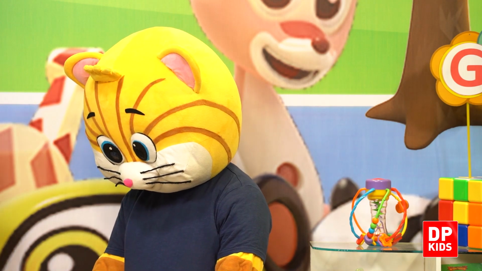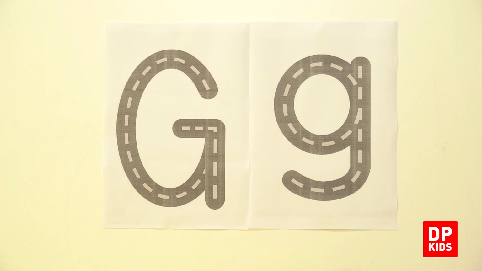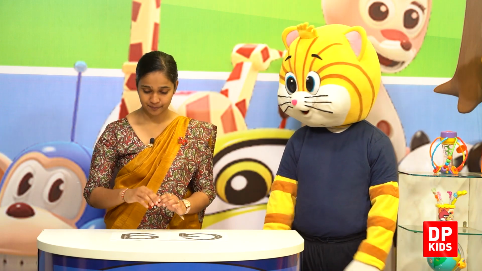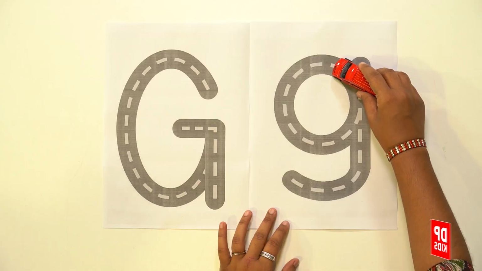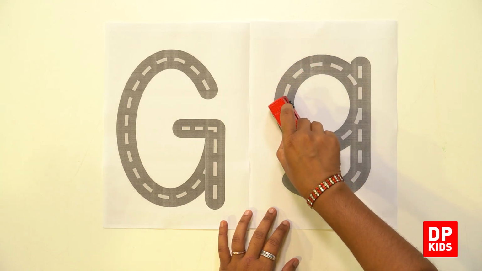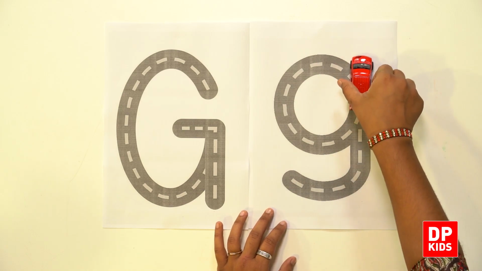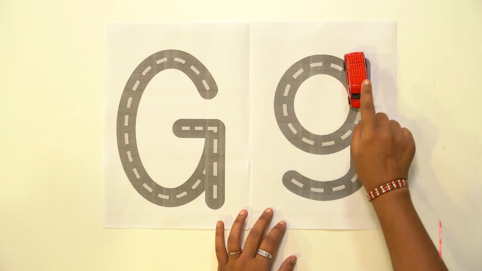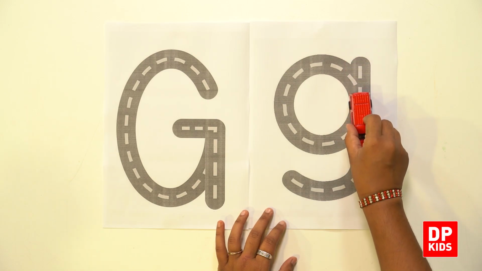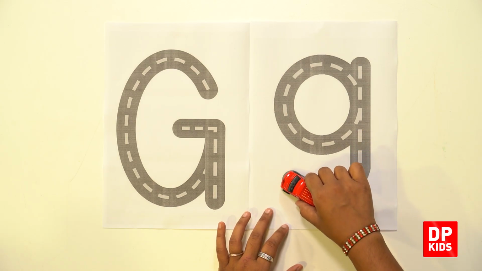Shall we go on the simple G also, Kitty? Yes. You can see a circle. So first, our vehicle is going in a circle. Start from here. Slowly comes like this, turn, goes this way, goes up and turns, and it comes down, and it goes just like this.